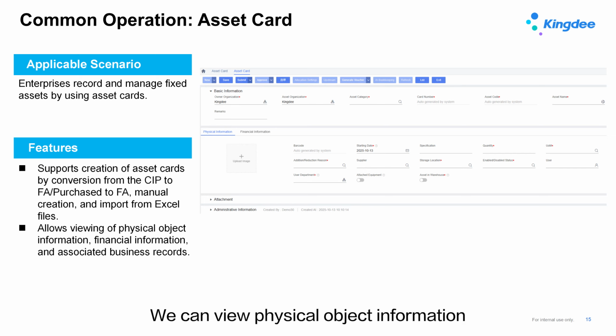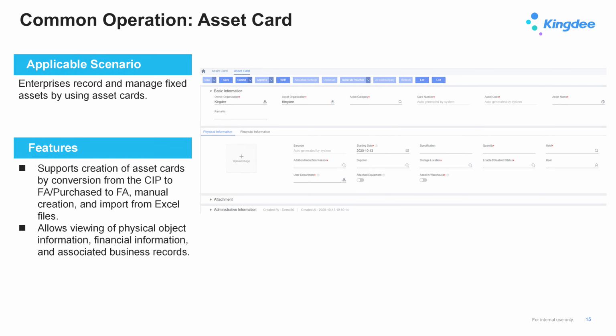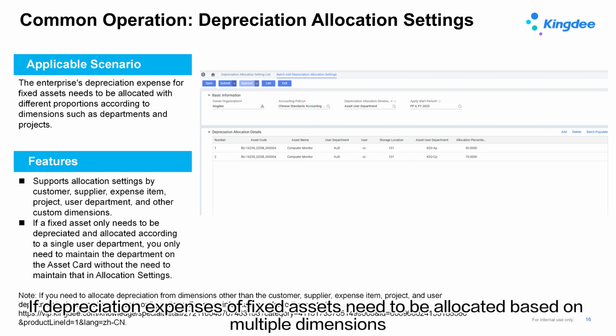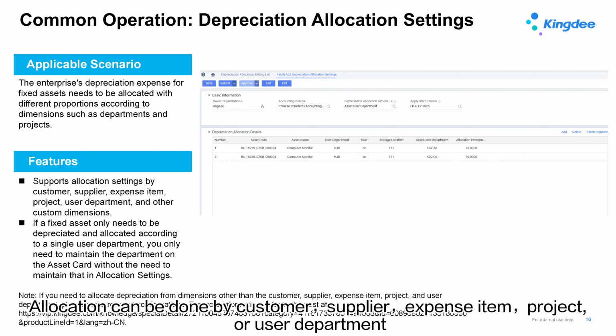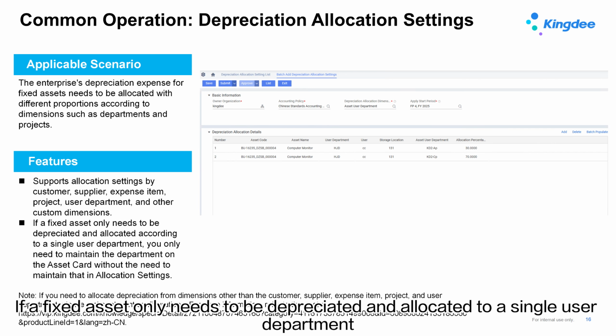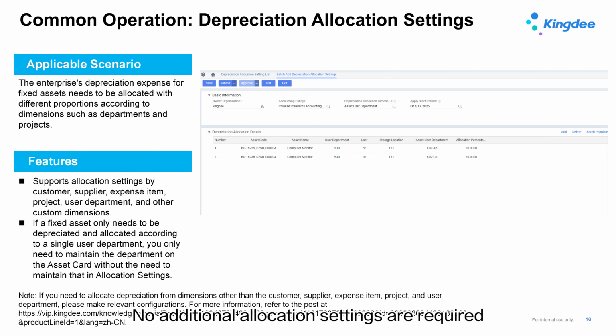We can view physical object information, financial information, and changes in records of clearing and depreciation on the asset card page. If depreciation expenses of fixed assets need to be allocated based on multiple dimensions, you can click Allocation Settings in the asset card list to configure the allocation. Allocation can be done by customer, supplier, expense item, project, or user department. If a fixed asset only needs to be depreciated and allocated to a single user department, you only need to maintain the department on the asset card. No additional allocation settings are required.